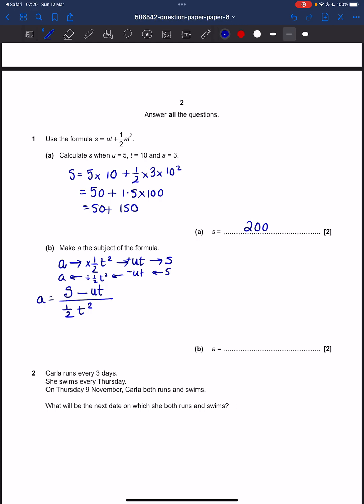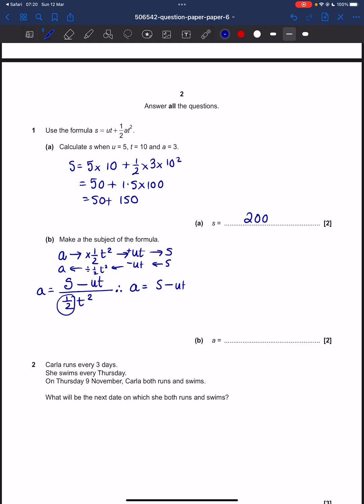Okay, now that is an answer, but if we divide by a fraction, we turn it upside down and multiply. So this is therefore A equals S minus UT divided by T squared, and then turn it upside down, multiply, times 2 over 1, so it's 2S minus UT over T squared. That's one way to do it.